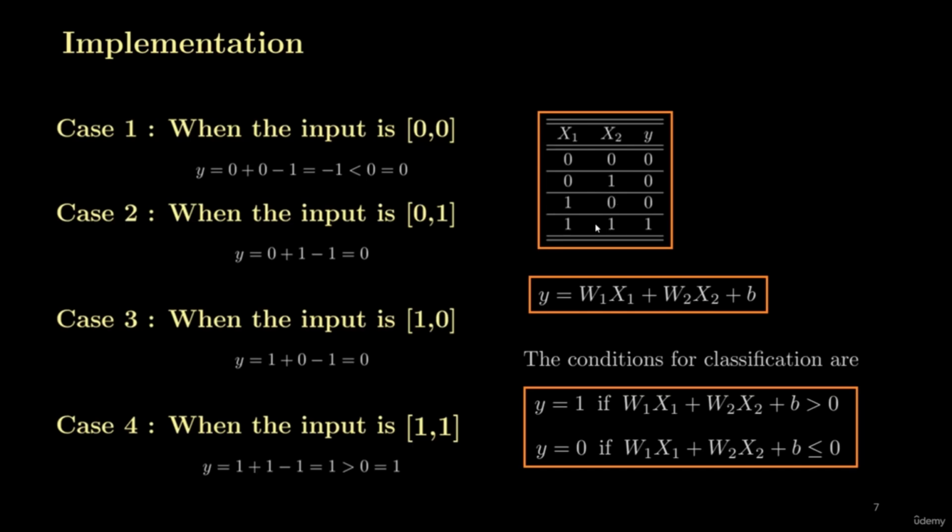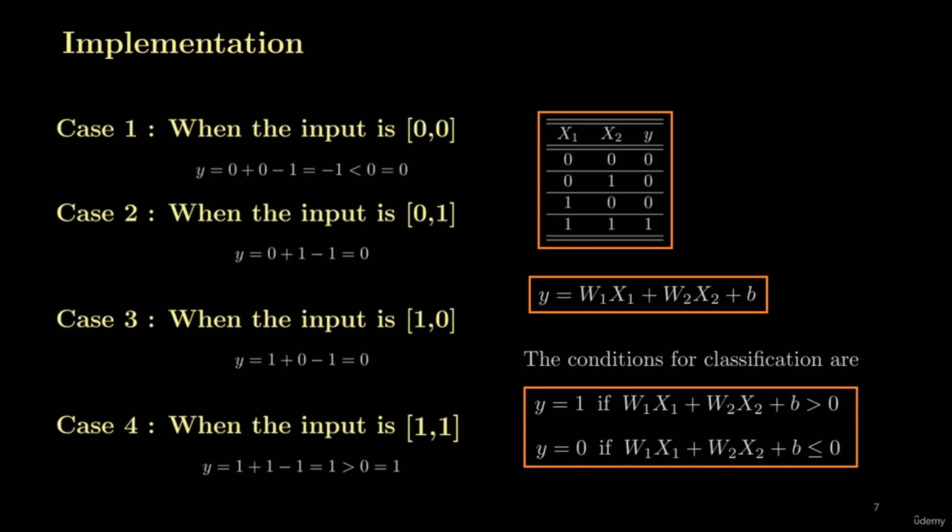Now pass the last data sample to the perceptron. For the last data sample, both x1 and x2 are equal to 1. So we will get 1 here, and -1 here. We can see that 1 + 1 - 1 is equal to 1. 1 is greater than 0, therefore we will get 1 at the output. So we can see that our perceptron has classified all the data samples of the AND gate correctly.